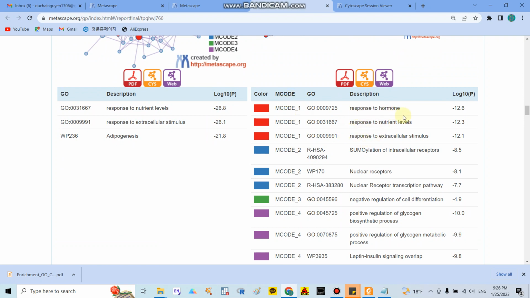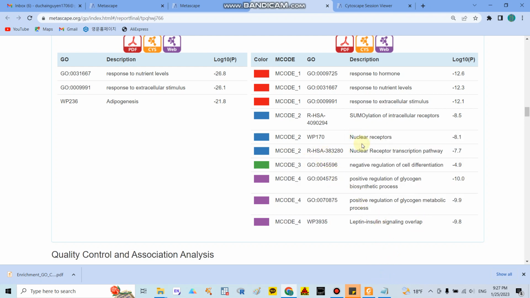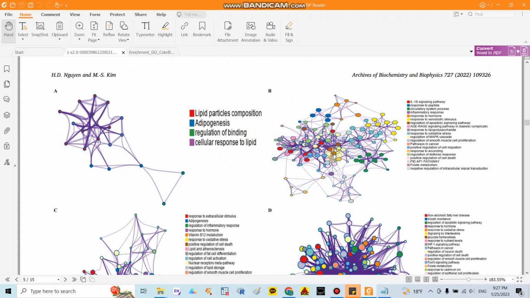They also show that response to hormone, response to nutrient levels, and response to extracellular stimuli play important roles in obesity development and are reduced by curcumin. It means that if you take the right curcumin, it can reduce obesity development by regulating these pathways, for example response to hormone, response to nutrient levels, and response to extracellular stimuli. Similar to another pathway here. If you want to understand more, I explain in detail in my paper. I will put the link to my paper at the end of the video.